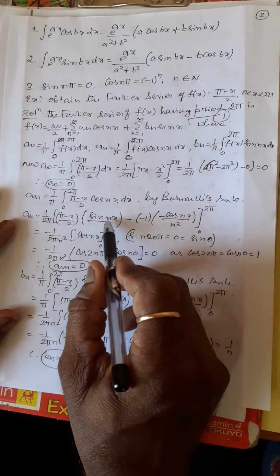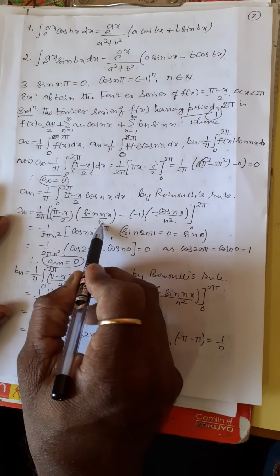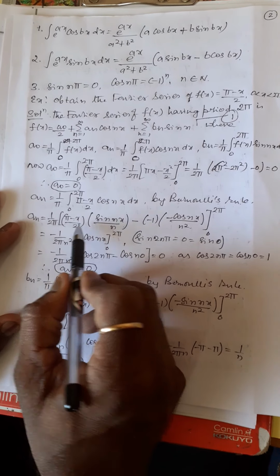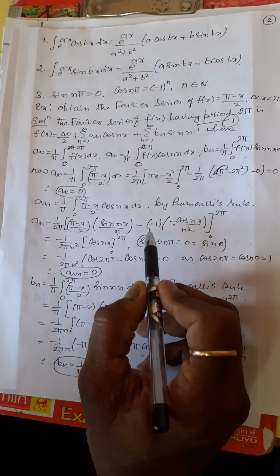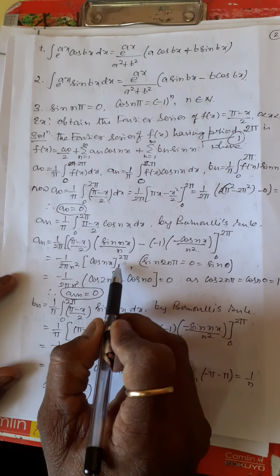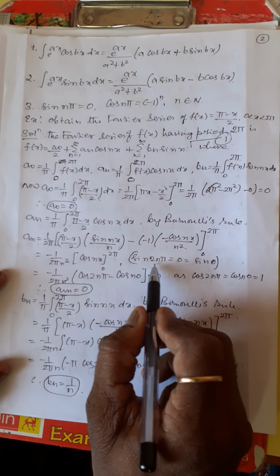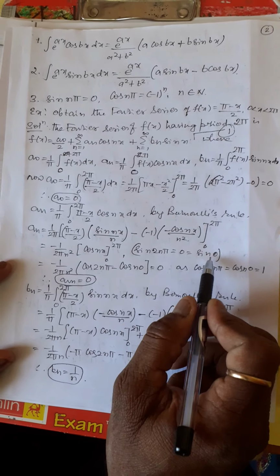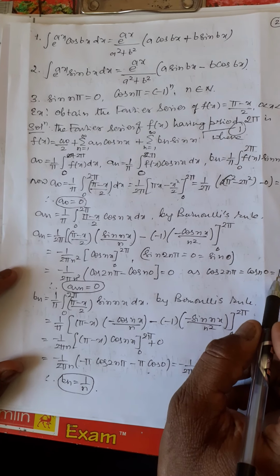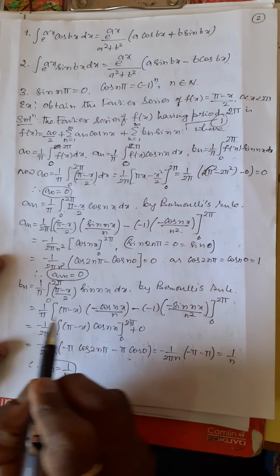Integration of sin nx is what? Minus cos nx upon n. 1 upon n is already here, hence it is n square. And differentiation of pi minus x upon 2 is minus 1 by 2. Therefore, 1 upon 2 pi n square cos nx between 0 to 2 pi. Therefore, this is given by again 0. Please consider that sin 2n pi and sin 0 are 0, and cos 2n pi and cos 0 are equal to 1. Cos 0 is 1, it is known by you. Therefore, a n is equal to 0.